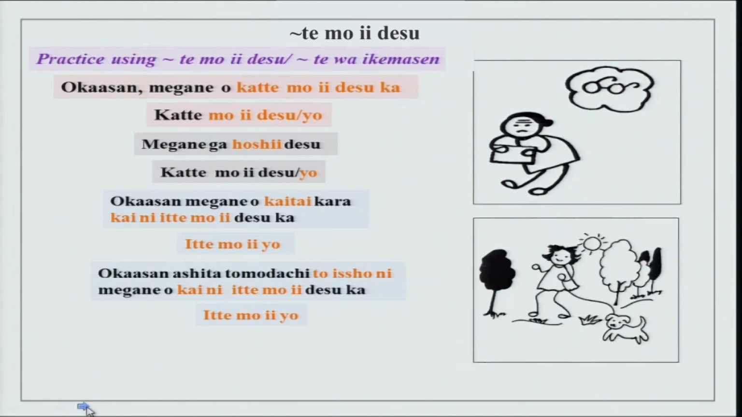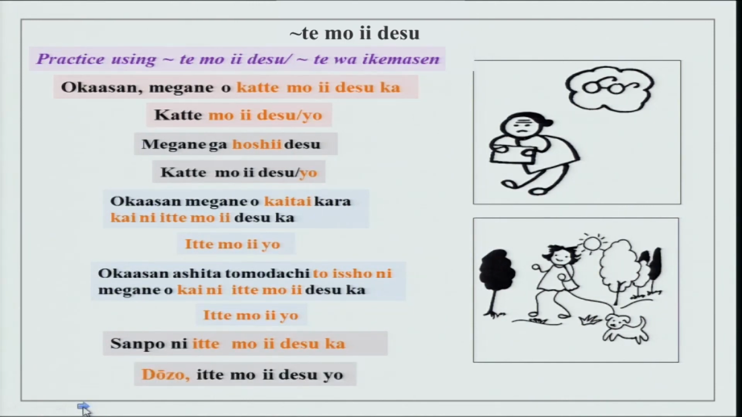There is another picture over here for you, going for a walk with the dog. Well, sampo ni itte mo ii desu ka? Douzo. You have douzo over here. Could be just a simple answer, douzo. Douzo ii yo. Douzo itte kudasai.